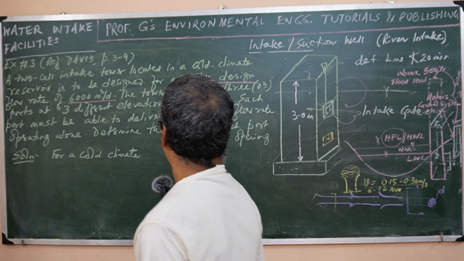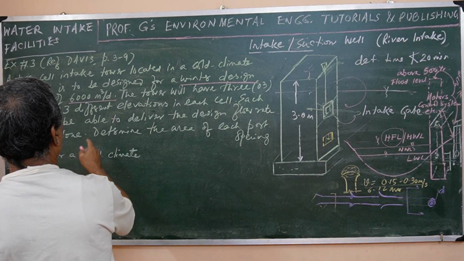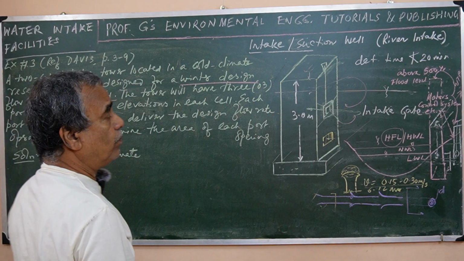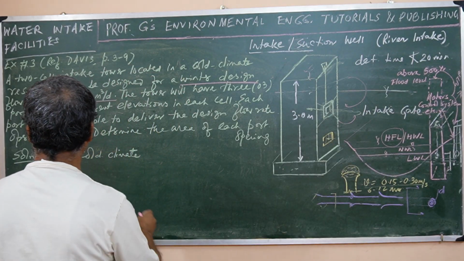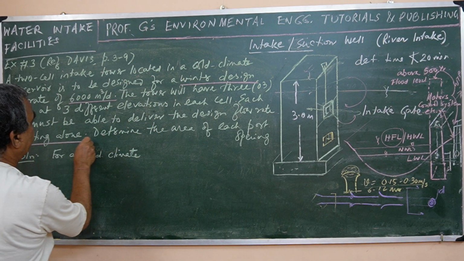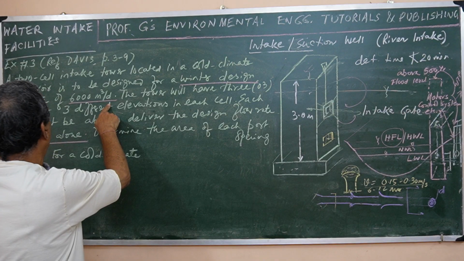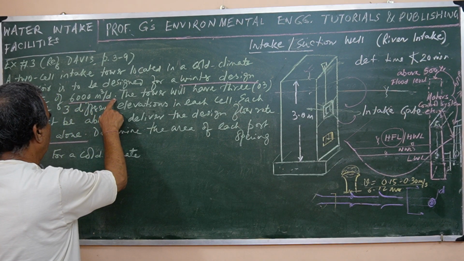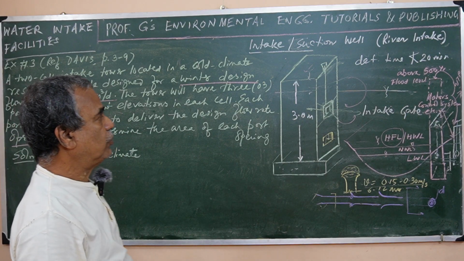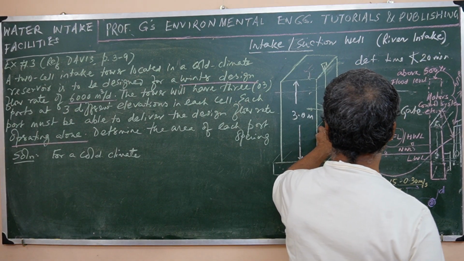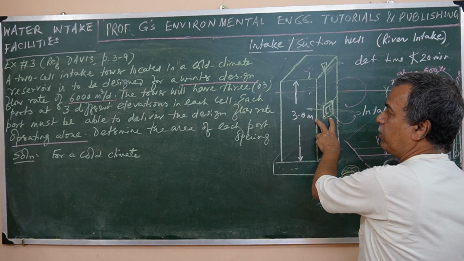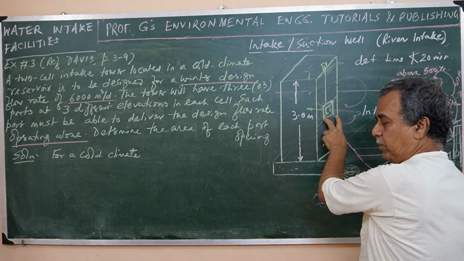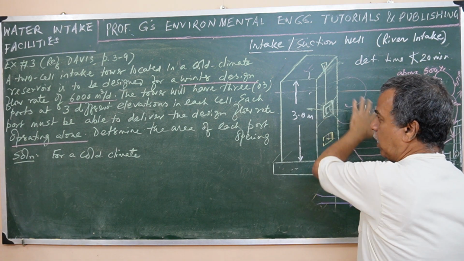So that way, at 3 different locations, each port must be able to deliver the design flow rate operating alone. Operating alone means we will take the minimum winter design flow of 6,000 meter cube per day. This has to be drawn from a single port, so that when it is operating alone, all the others are closed.